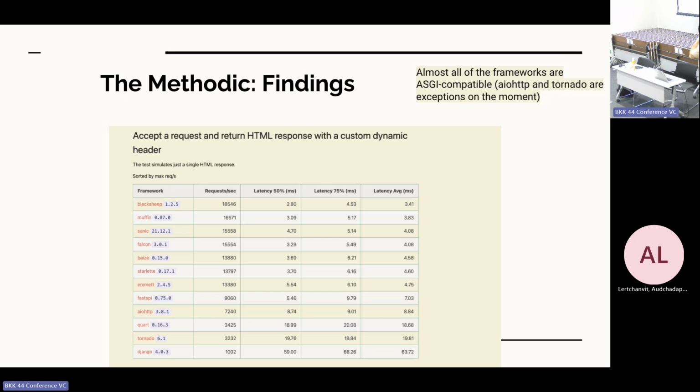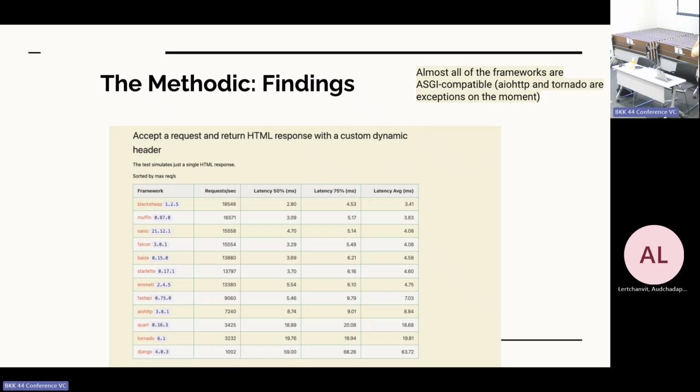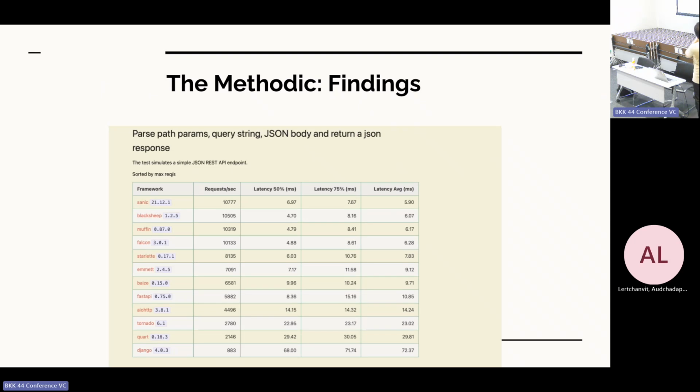So while Black Sheep can handle 18,546 requests per second, Django can handle 1,000, which is really not great. So the most popular library is not that great. Again, if we take into consideration that Flask is in the same ballpark, then there you go. We do have AIO HTTP and Fast API. It's maybe half performance. Mentionable, it's okay.